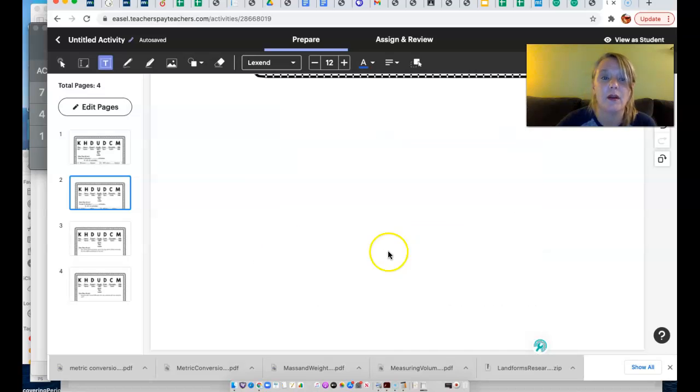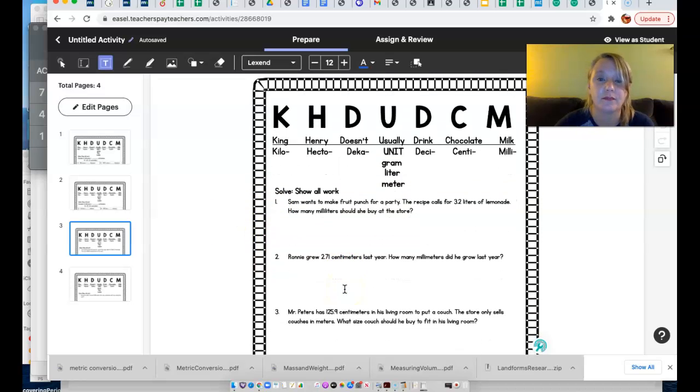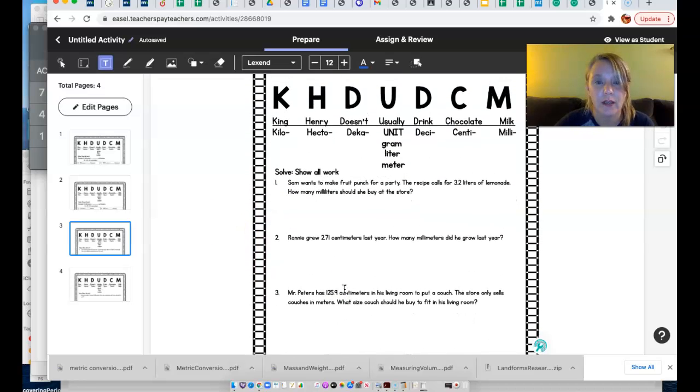Right, then we've got some word problems, your very favorite. So we'll do one here. Sam wants to make fruit punch for a party. Delicious. The recipe calls for 3.2 liters of lemonade. How many milliliters should he buy at the store?